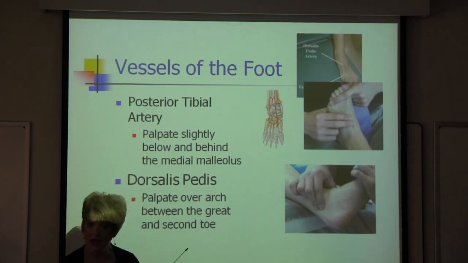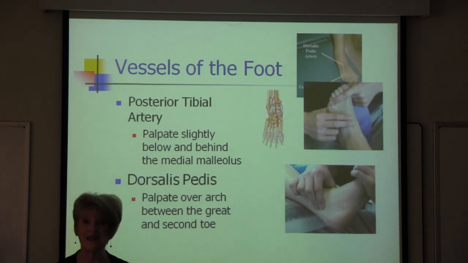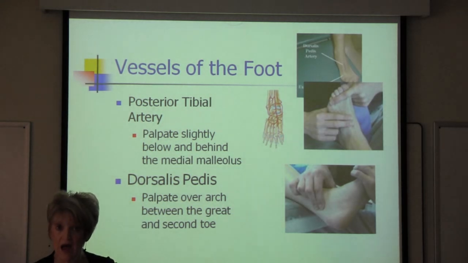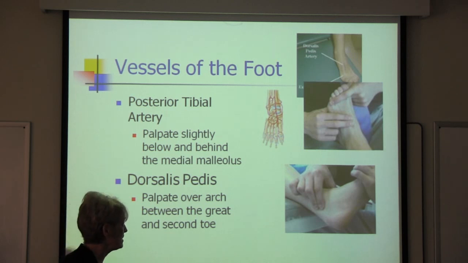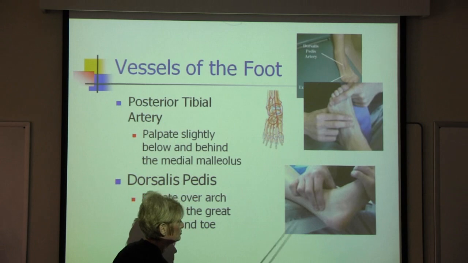The posterior tibialis runs right along this path. So it's on the inner aspect of the leg behind the ankle, the medial aspect of the leg. There's a little groove that runs behind the medial malleolus, the inner ankle bone. So you're going to palpate behind the ankle bone. Sometimes it's a little bit below, sometimes it's a little bit above, but always behind. So here's the ankle bone. You're going to palpate along this groove.